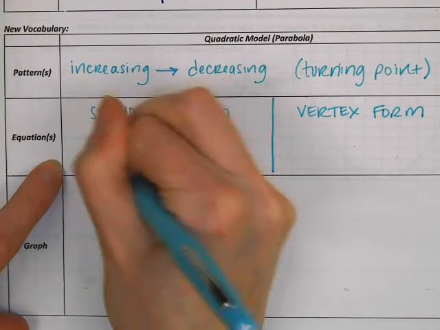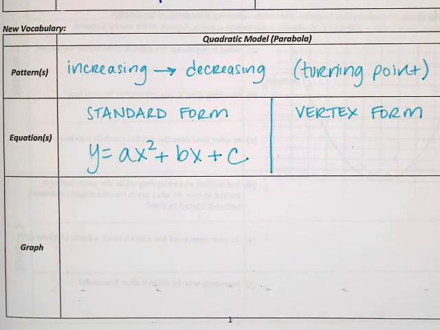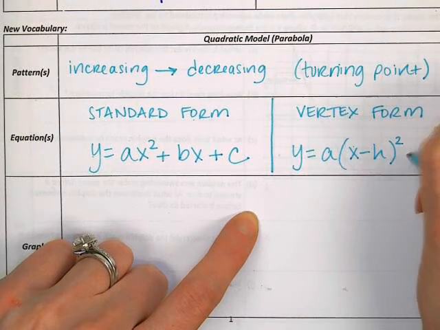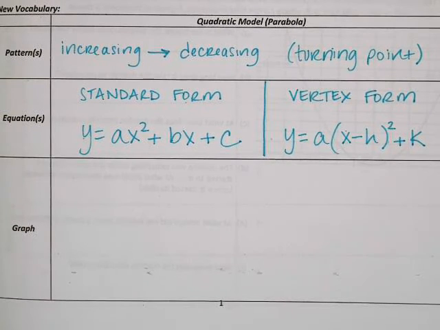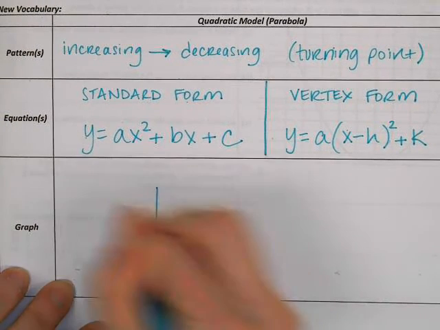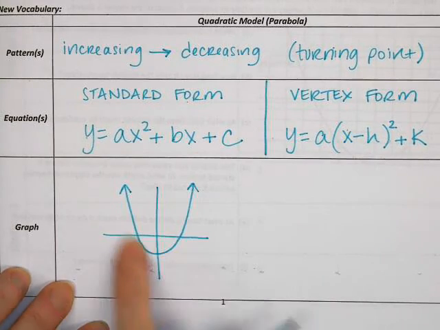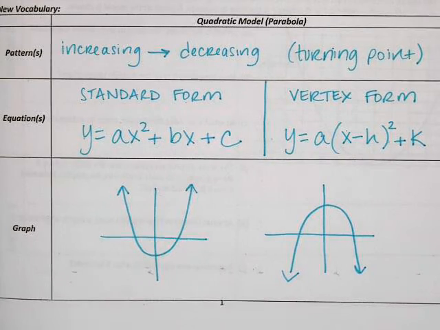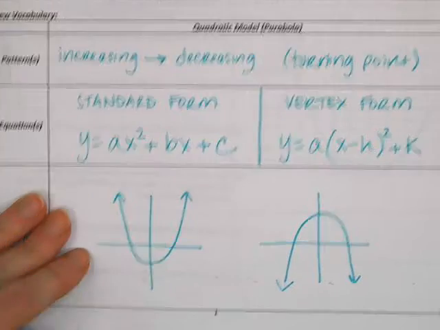Standard form is y equals ax squared plus bx plus c. And then vertex form is y equals a times (x minus h) squared plus k. And we'll be spending a lot of time on both. And then a graph of a quadratic parabola would be something like that. Okay, so it turns around. Another way, it could be upside down, and maybe it looks like that. But there's always a turning point, and it turns direction. All right, let's try a couple applications to see if you guys can read graphs of parabolas and determine what they're asking and what they mean.